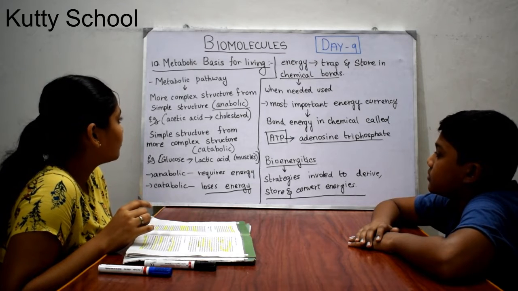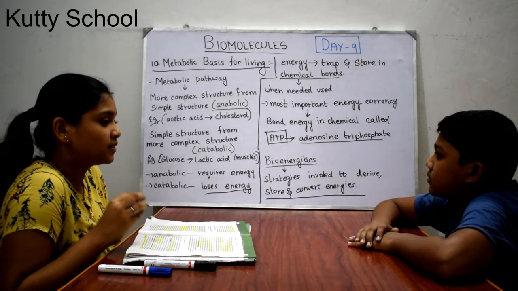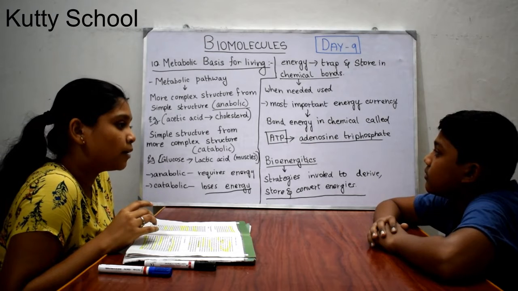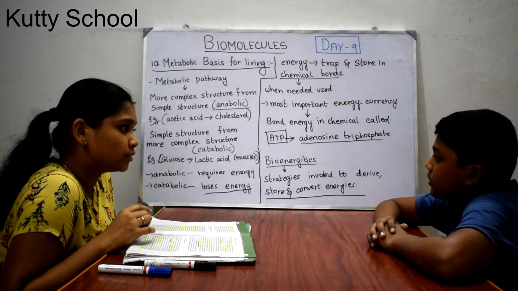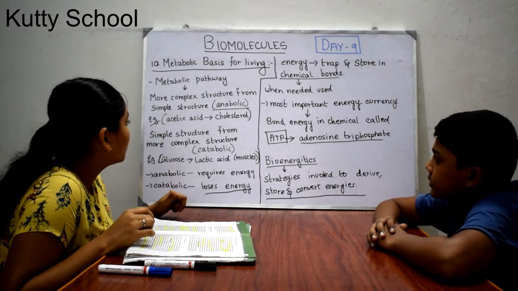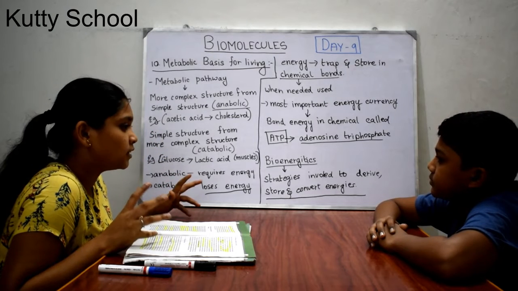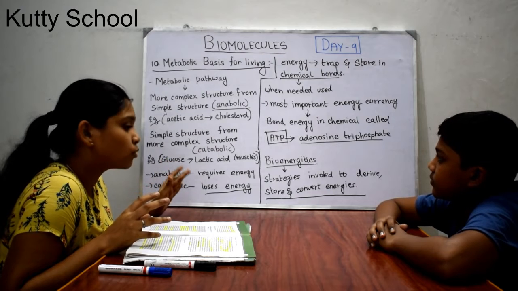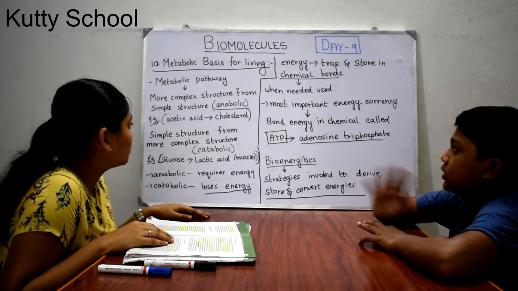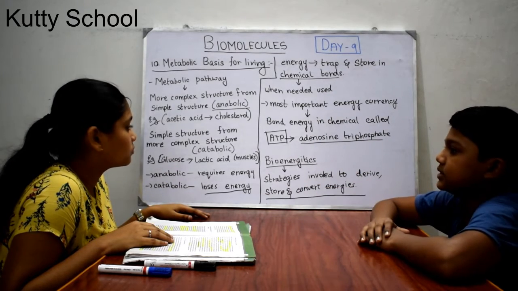So when a simple structure develops into a complex structure, it is known as an anabolic pathway. Yes, because it is creating something complex from something simple. For example, if you take acetic acid, it becomes cholesterol. So it is an anabolic pathway.